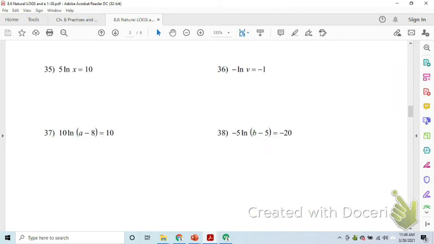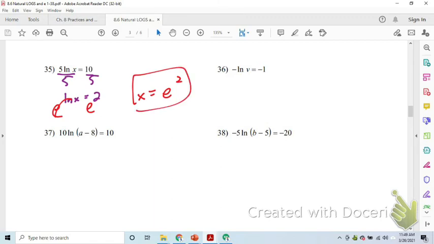All right, last 4 problems, y'all. Here we go. I'm going to go ahead and start by dividing both sides by 5. So I get the natural log of x is equal to 2. Then I'm going to make each side exponents on an e. So put an e there, put an e there. That goes away. I get x is equal to e to the second power. That is a great answer. E squared. I love it.